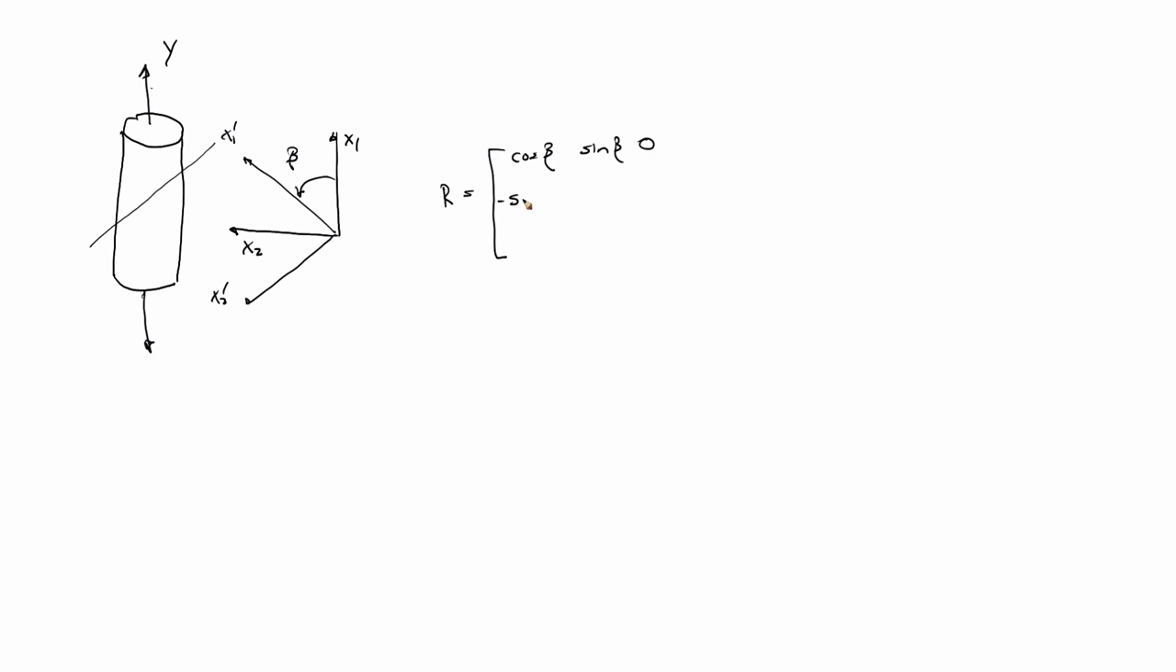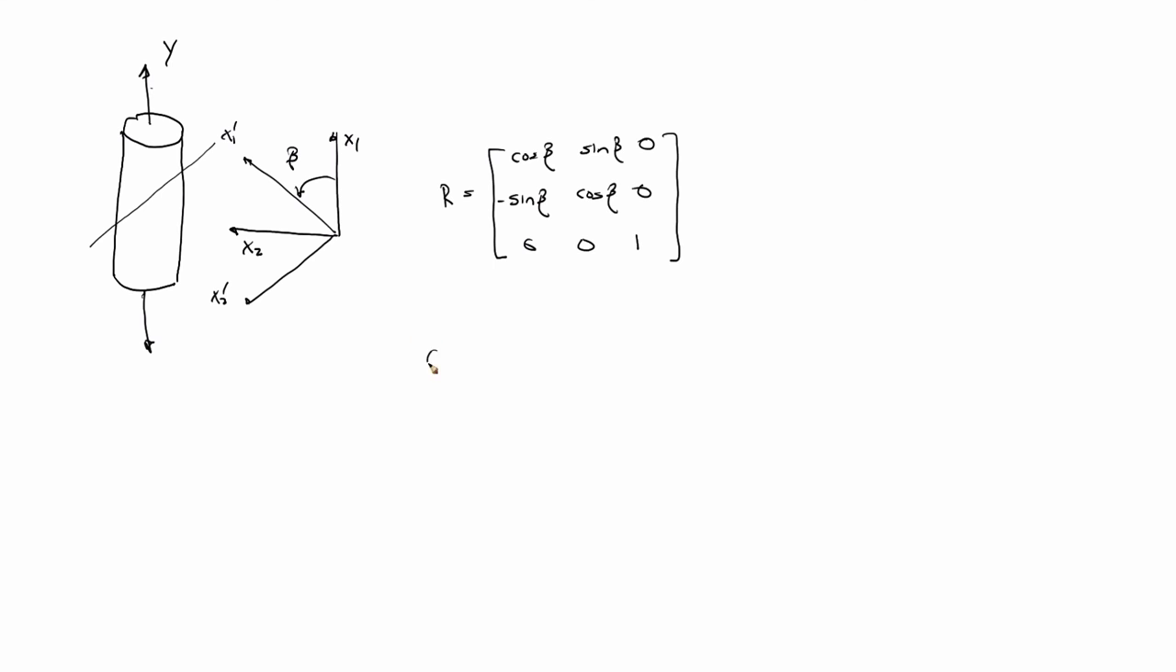So if originally I have my axis, say X1, X2, and I do a rotation about an angle beta to say X1 prime, X2 prime, then the rotation matrix associated with that, and we could derive it like we've derived other rotation matrices, but it's, I just got one more minute, bear with me. The rotation matrix is like this.